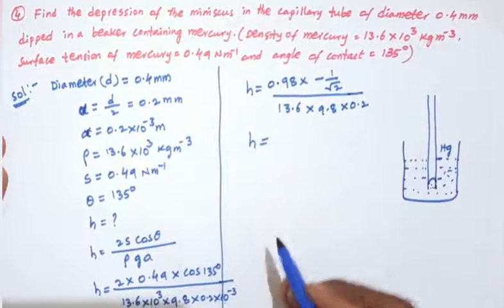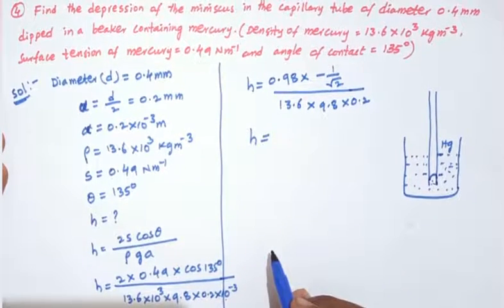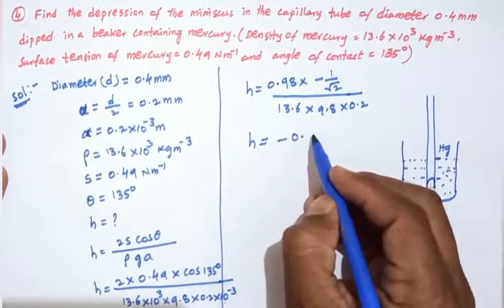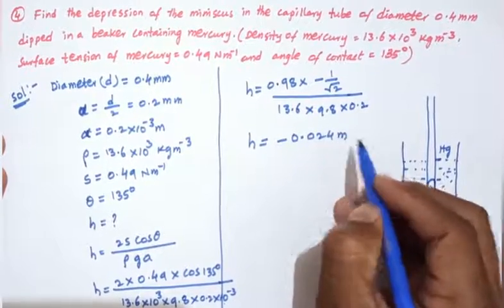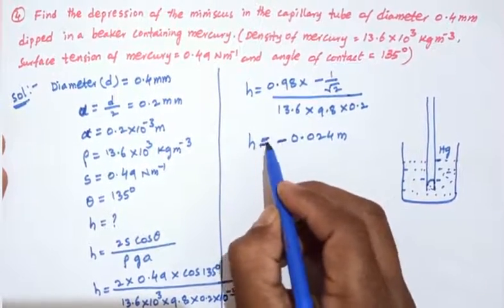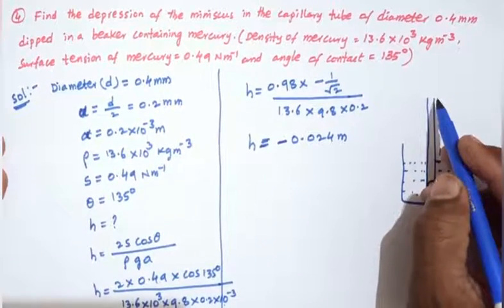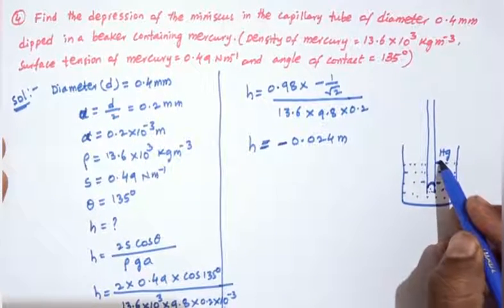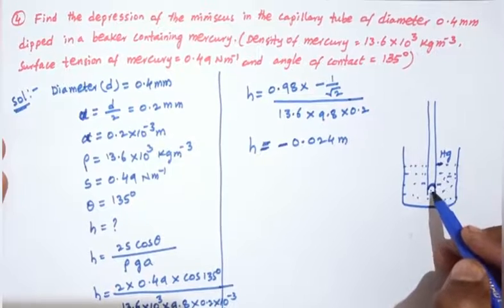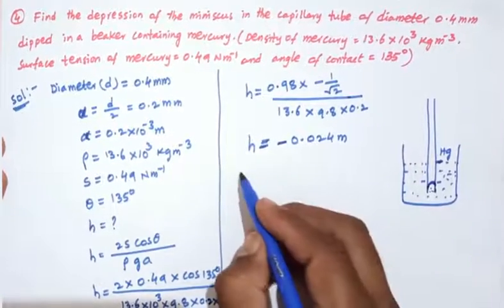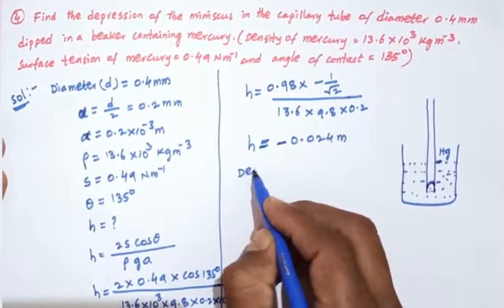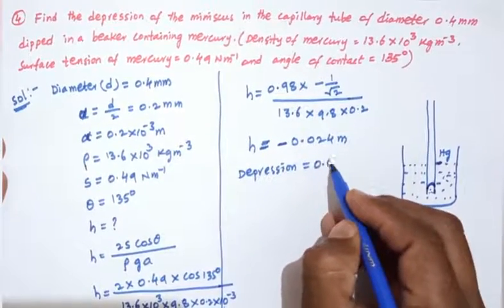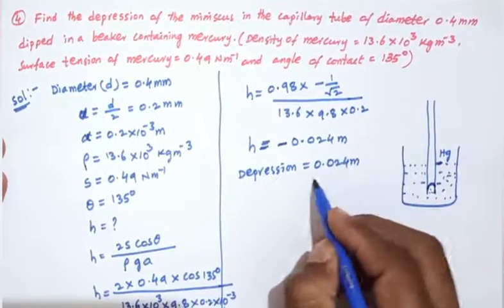Okay, the height when calculated, this value is minus 0.024 meters. So minus means it does not rise in the upward direction, so it is dipped, it falls from the surface of the mercury. Okay, the height falls, so then the depression equals 0.024 meters.